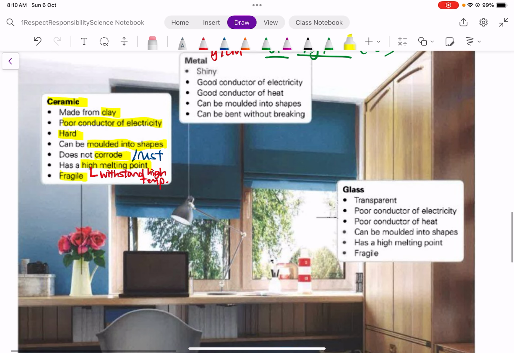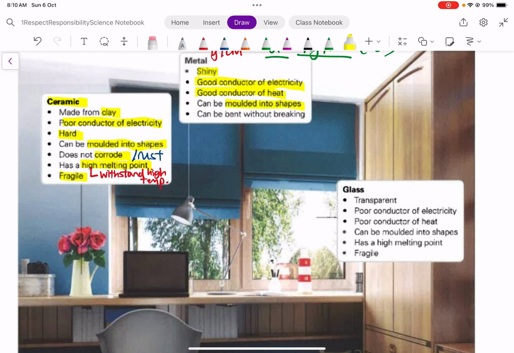Then we have metals. Metals are common materials, you should know this. Metals are shiny, they are good conductors of electricity, good conductors of heat. And that's why metals are commonly used to make electrical wires. They are good conductors of electricity. Metals are also commonly used to make the base of pots and pans because they are good conductors of heat.